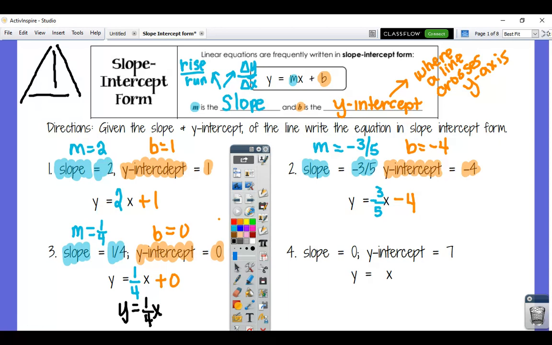So a slope of 0, which means m is 0, and a y-intercept of positive 7. That means b is 7.